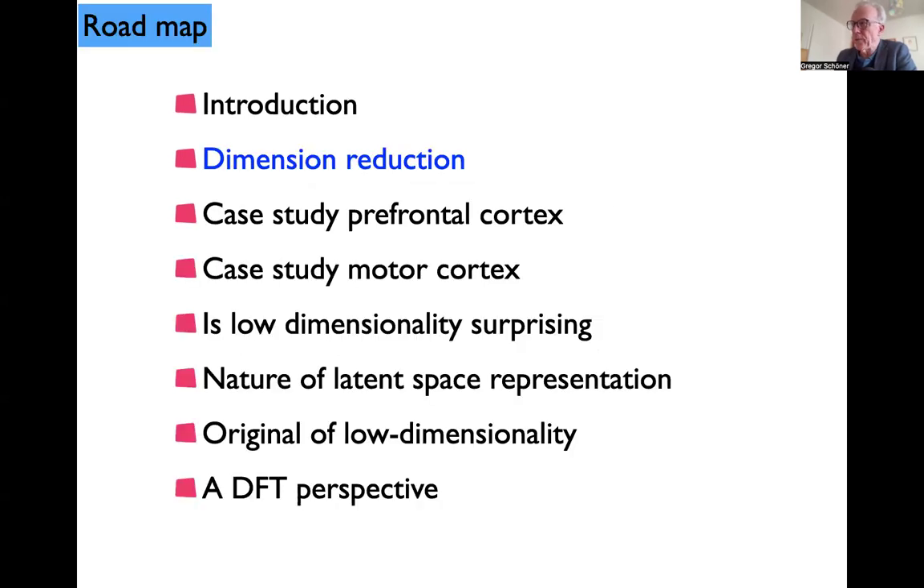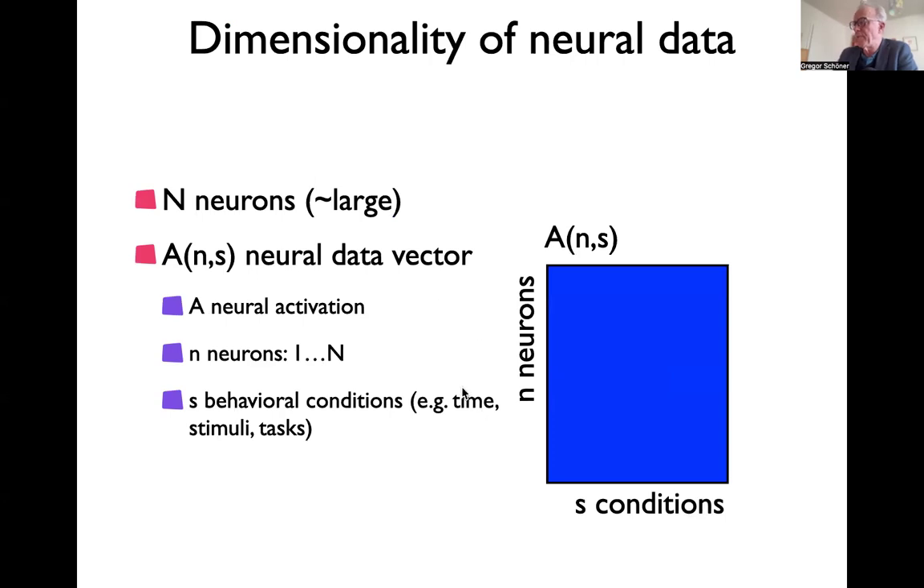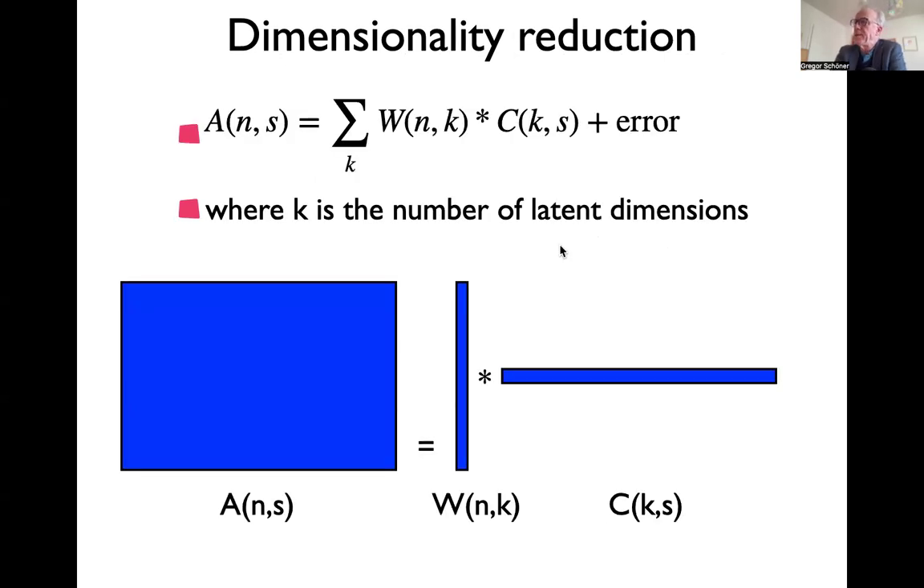Now, I thought it was useful to first discuss generally the dimensional reduction, and then we'll look at the two case studies where we can make that concrete. So again, this was the picture of the neural data. You have a lot of neurons and maybe a lot of conditions. And the dimensionality reduction amounts really just to assuming, or testing if, in this data matrix a lot of the rows are linearly dependent, so that the rank of this matrix is much smaller than the number of neurons here. And you can do this with various techniques.